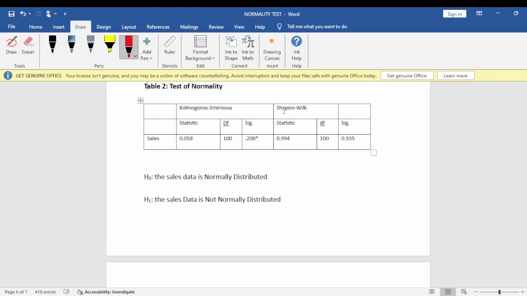Look at the Shapiro-Wilk too. The p-value here is greater than 0.05. The p-value here is 0.93. So we cannot reject the null hypothesis. We conclude that our sales data is normally distributed.